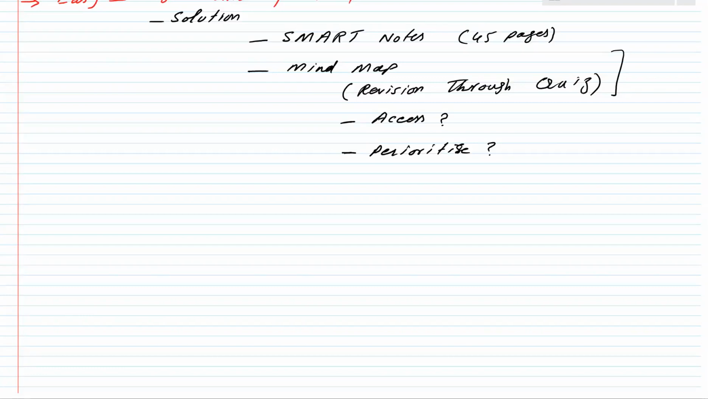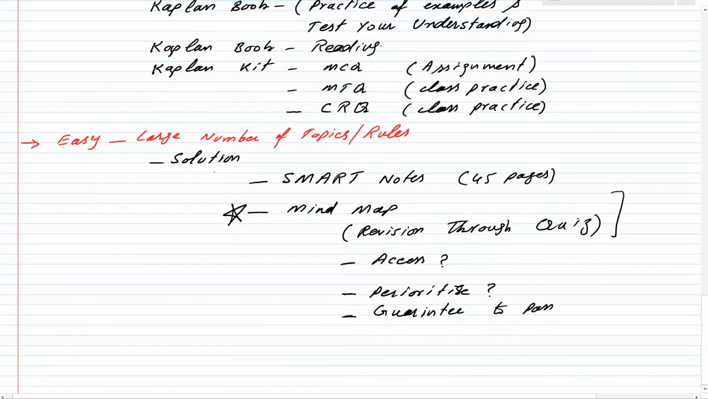Then obviously, revision through the mind map is a guarantee to pass. So these mind maps will guarantee your success in this paper. If you will be able to revise the whole of your taxation paper with the help of these mind maps, I guarantee that you are going to pass this paper, but not without the kit of practice. So once you are done with the mind map, it means every rule is on your fingertips. Then you should have sufficient practice of the Kaplan kit, and I guarantee you are going to pass this exam.